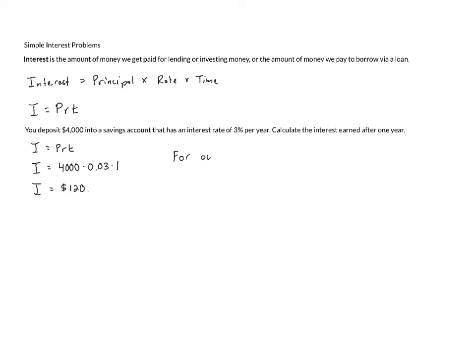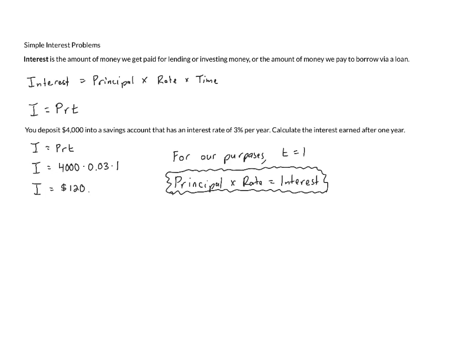So for our purposes, t is going to be equal to 1. And so when t is equal to 1, PR times 1 is just PR. And so the principal times the rate is going to give us the interest. And so we're going to say principal times rate equals interest. And this is going to be the formula that we're going to be using in our problems.